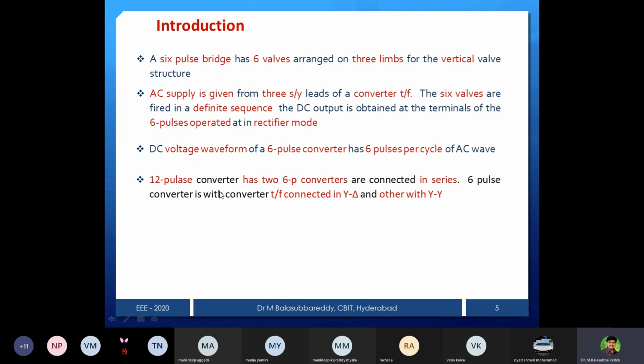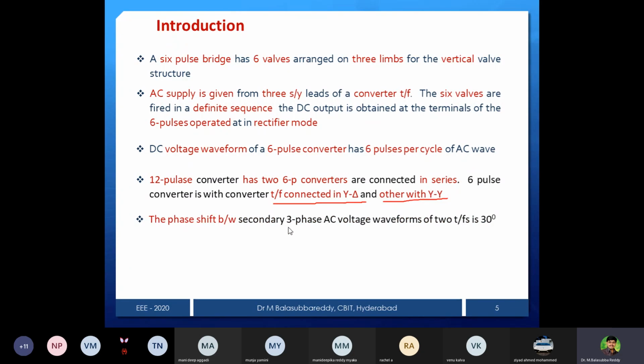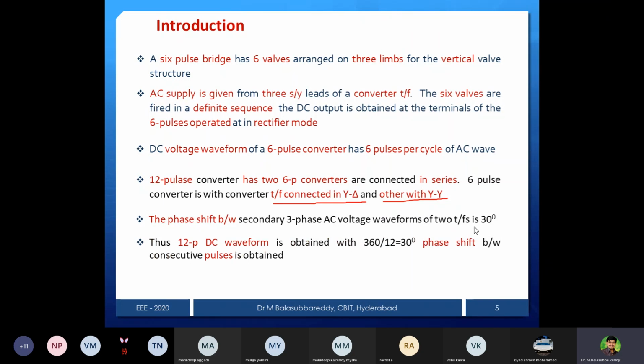That is the reason one 6 pulse converter is connected in series with the second one. The first one is star delta and then another one is star star. This is the arrangement required for the 12 pulse converter. So a 30 degree phase shift of the secondary 3 phase AC voltage is required. That is the reason.